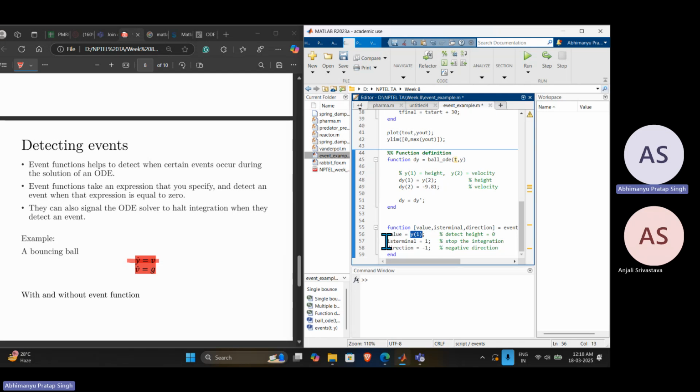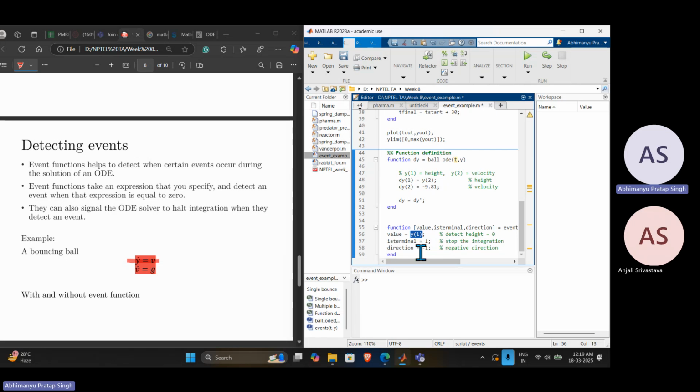Isterminal: if you want to stop the integration, then it should be 1, otherwise it needs to be 0. So ODE45 will check all these three values. For the value, it will check, is this expression 0? Okay, fine, it is 0. Then it will check isterminal: what does the user want me to do when the value reaches 0? If isterminal is 1, that means you need to stop the integration. So ODE45 will exit or stop the integration.